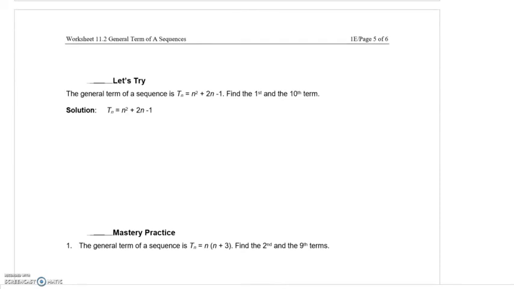Alright, now the general term here is slightly more complicated. There are 3 terms here, and there is even a squared term inside. Alright, and then you are adding in other terms as well. So here, find the first and the 10th term. Well, not too difficult. Just substitute in n equals 1 and n equals 10 respectively to get your answer.